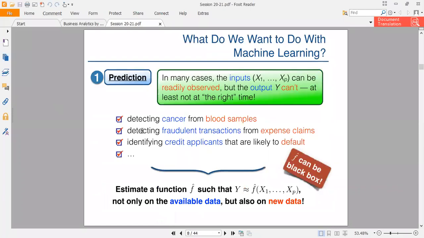Now, what do we want to do with machine learning? Like with regression, there are two main reasons we use machine learning. The first is prediction. Prediction is when you have some input variables, and based on that you want to predict something. For example, taking a recent example, let's say you want to predict whether a particular person has coronavirus or not. So how would you go about doing that?